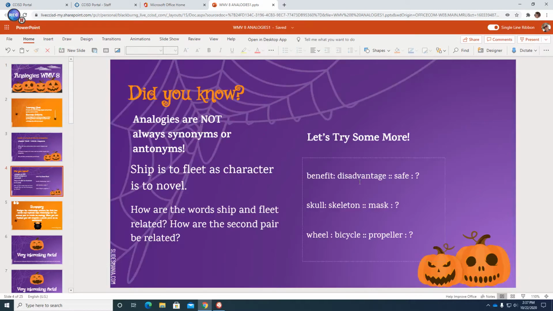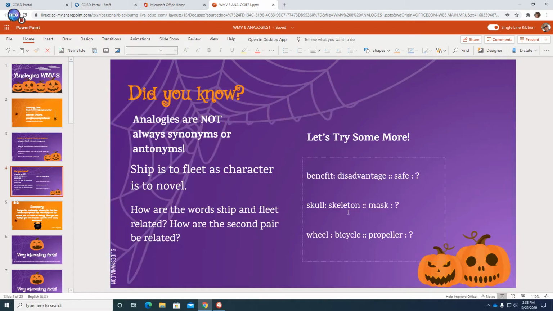Benefit is to disadvantage as safe is to... So let's look at these first two words. Are they synonyms? Are they antonyms? Is it a part-whole relationship? Benefit is to disadvantage. Those definitely mean the opposite, so they are antonyms. So now I know I need to come up with an antonym for safe. Good job. You could come up with dangerous, hazardous, unsafe. Good.